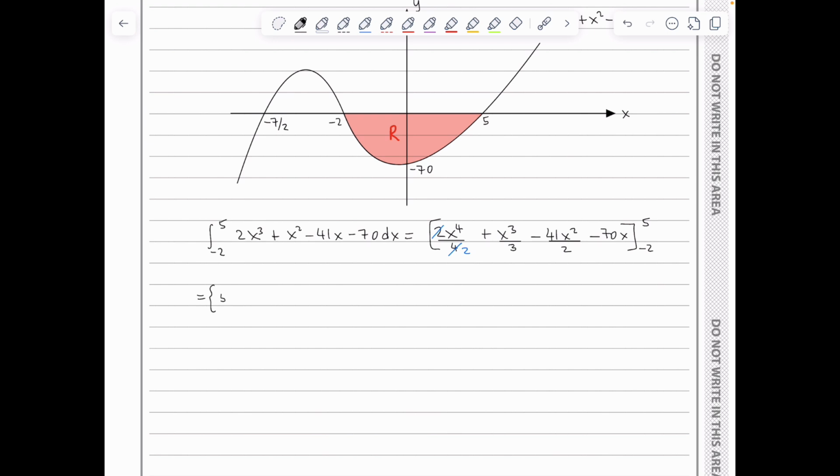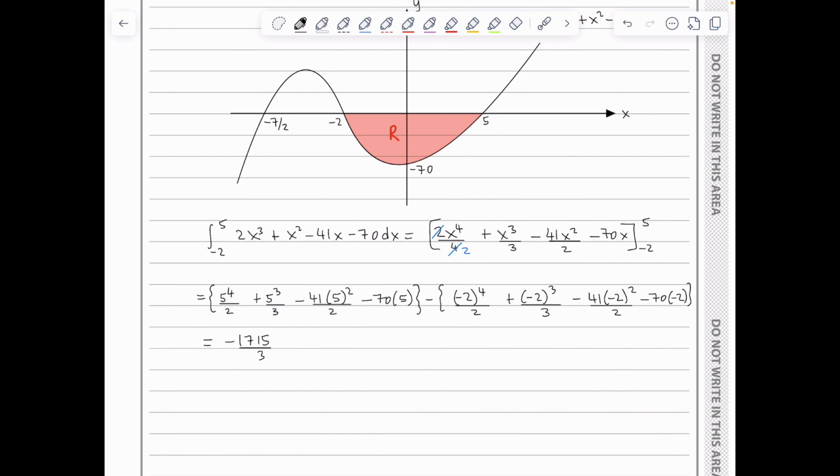So we've got 5 raised to the power of 4 over 2 plus 5 raised to the power of 3 over 3 minus 41 times 5 squared divided by 2 minus 70 times 5, and then I will substitute the lower limit. So we've got negative 2 raised to the power of 4 over 2 plus negative 2 raised to the power of 3 over 3 minus 41 times negative 2 raised to the power of 2 over 2 minus 70 times the negative 2. Now if we plug this on the calculator, we get an answer of negative 1715 over 3.